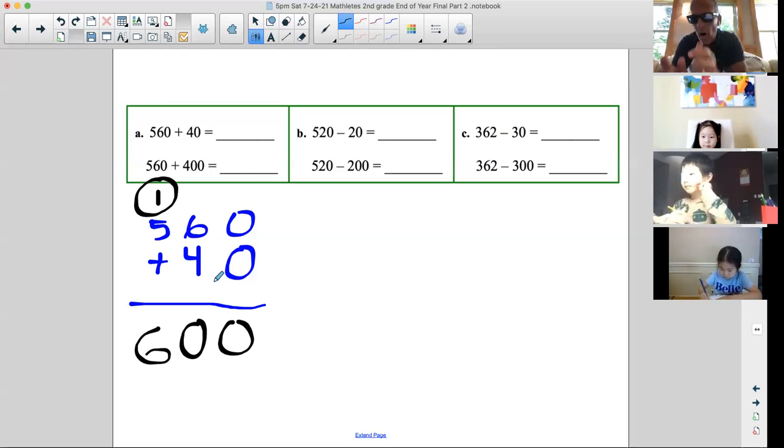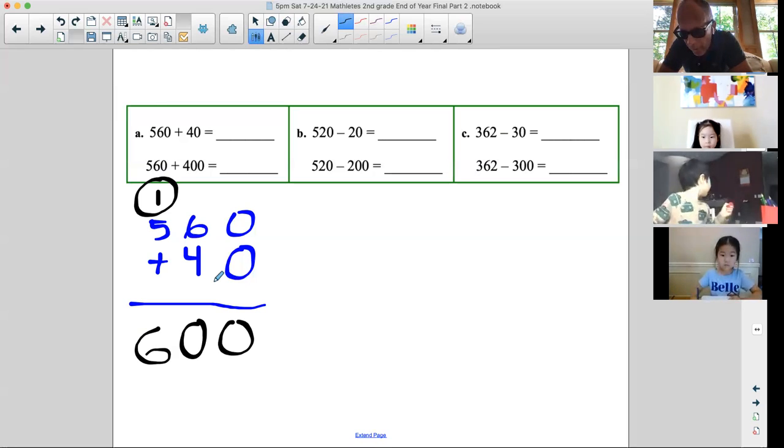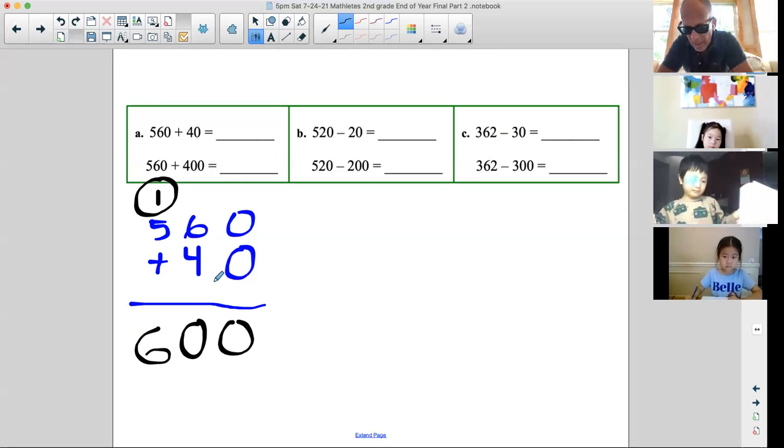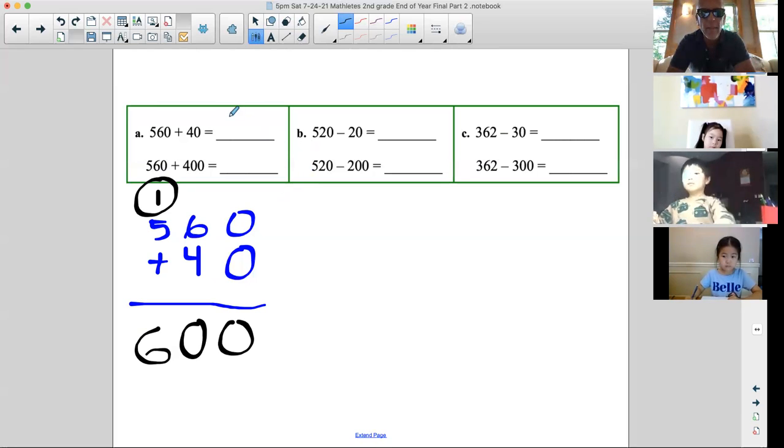600. There are many ways to think about this problem. My favorite way is 60 plus 40 is 100, and 500 plus 100 is 600. That is, I think, the best way to think about this problem. But there are many, many different ways.